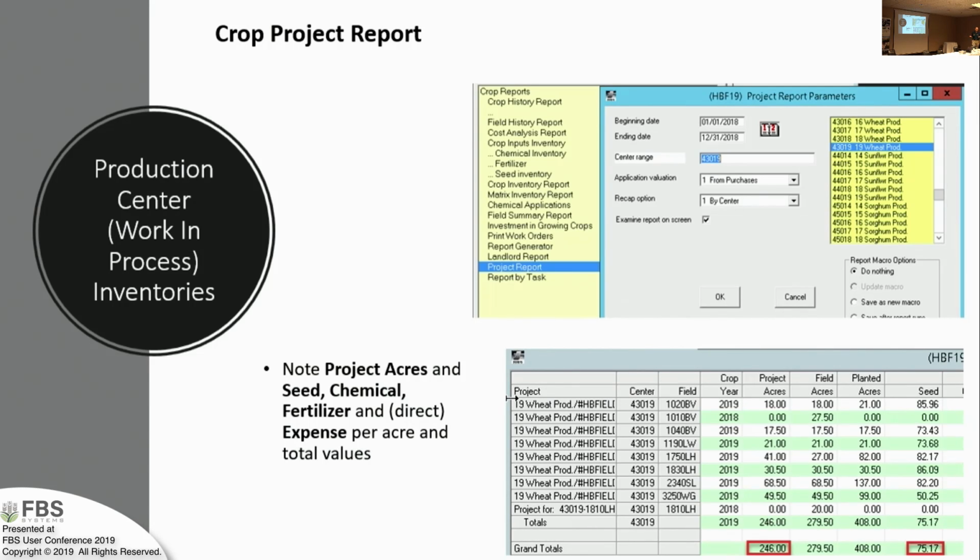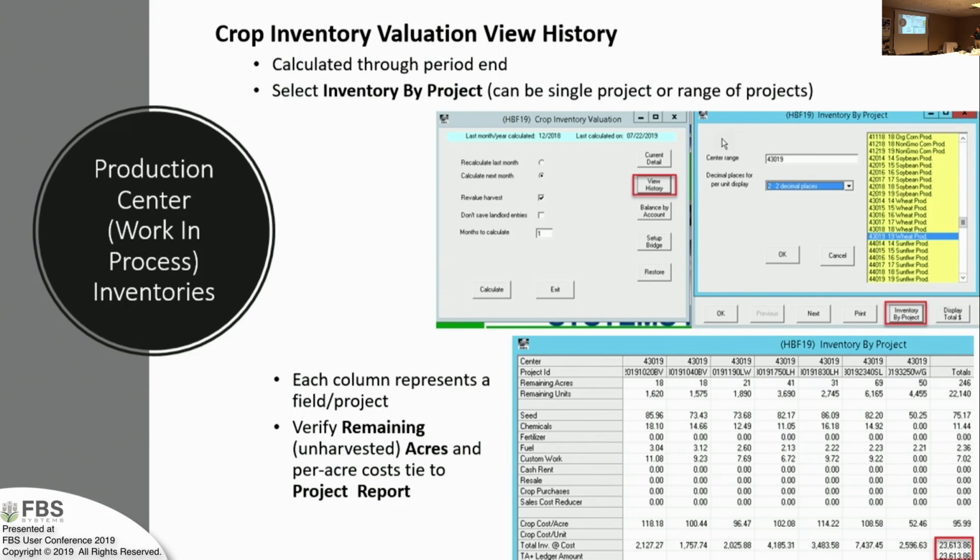Operations you have to go through the GL because they're being posted. There's no inputs being identified, or the operations aren't being identified in the price the same way in the crop program. So here's going to another detail. Here's inventory by project. Each column represents the field of projects, and this we use to verify remaining or unharvested.